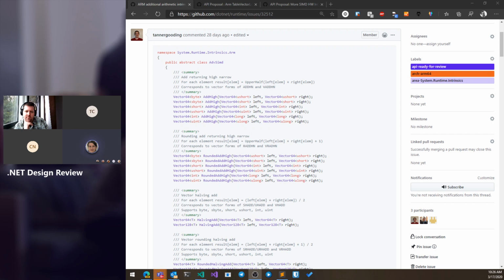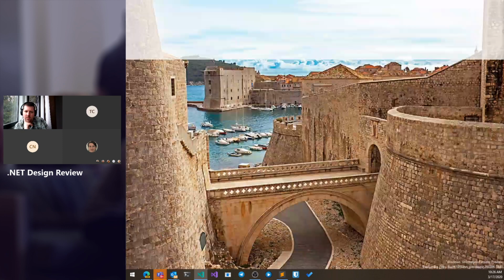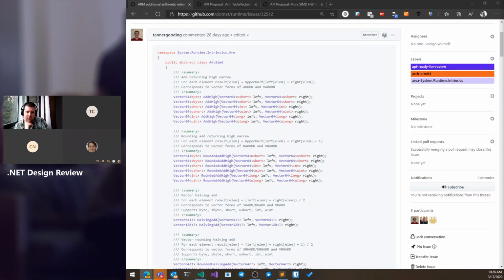Gotcha. Makes sense. Is that comment on rounded add high correct, by the way? It says upper half left lm plus right lm plus 1. Is it actually that, or is it left lm plus right lm plus 2 to something? Let me double check. It is sum equals element 1 plus element 2, sum plus round constant, and then take sum bits 2 times e size minus 1 through e size. So that comment should be correct.